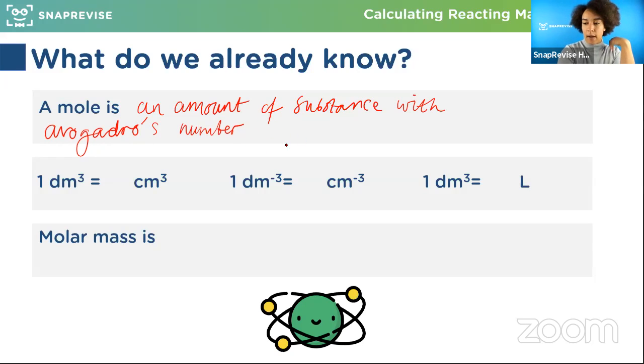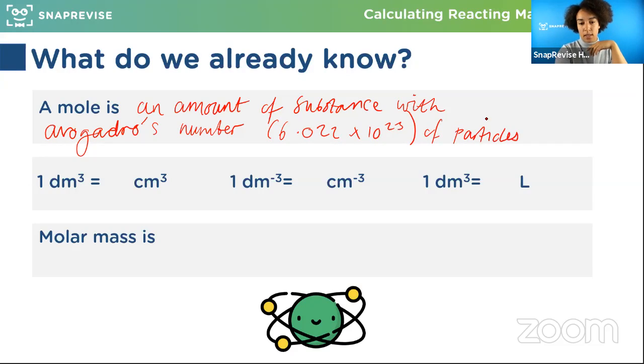So Avogadro's number is, somebody's already told me, that was Libby Flaherty, that is perfect, apart from your power, it should not be to the power of 27. It should be 6.02 times 10 to the 23 particles. So if we have any element or any molecule, if you've got 6.02 times 10 to the 23 of them, so that's like 6 with 23 zeros, that's a mole of that substance.